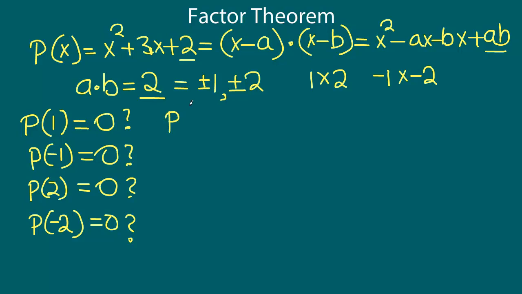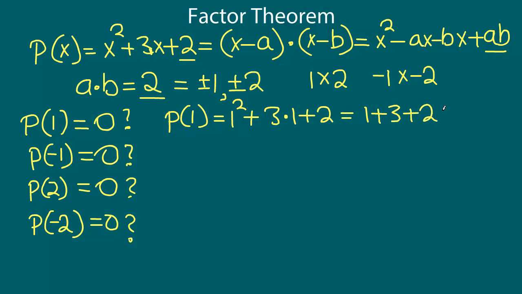Let's start with p(1). If we do p(1), we get 1 squared plus 3 times 1 plus the number 2. 1 squared is 1, 3 times 1 is 3, plus 2, so this will be simply 6, which is not equal to 0. So this did not help. How about minus 1? If we do minus 1, right?